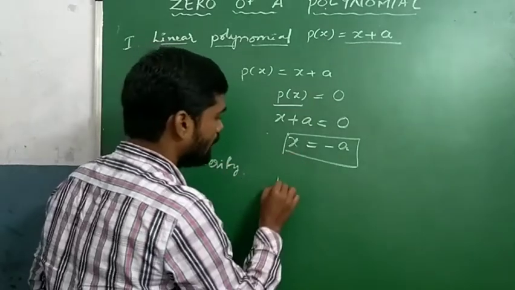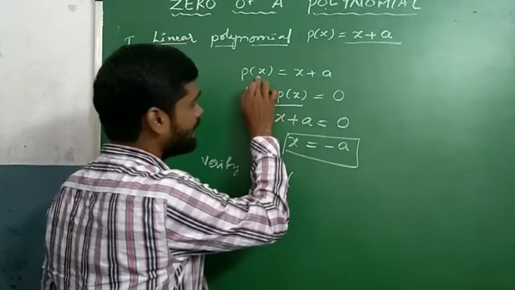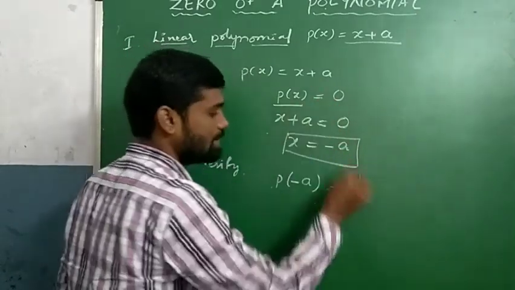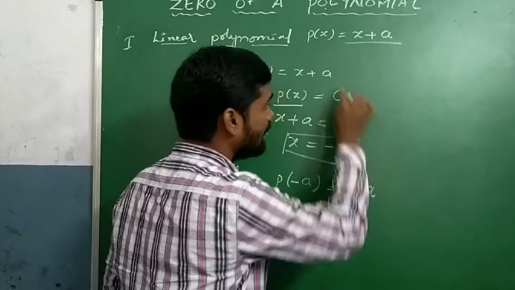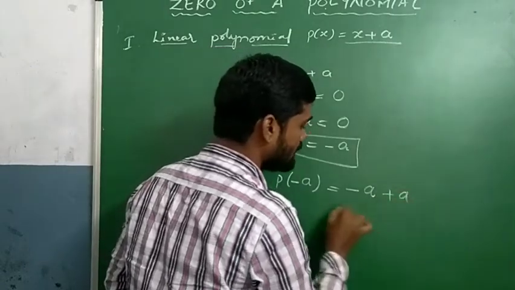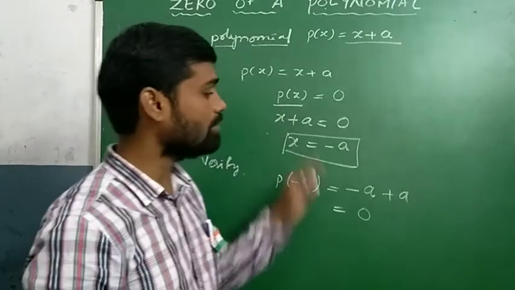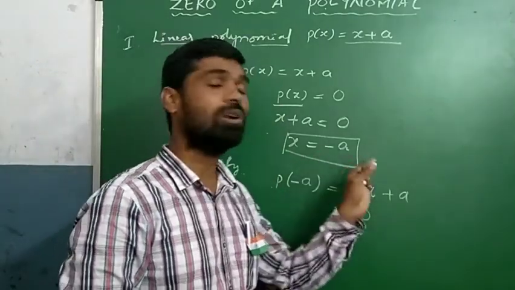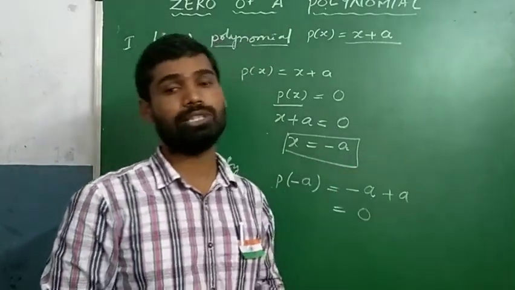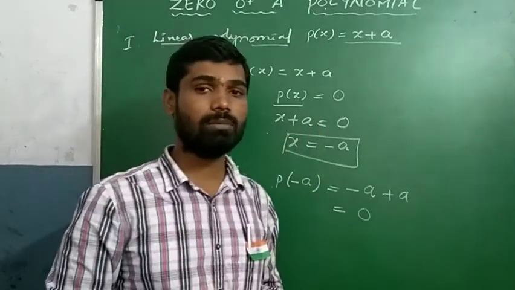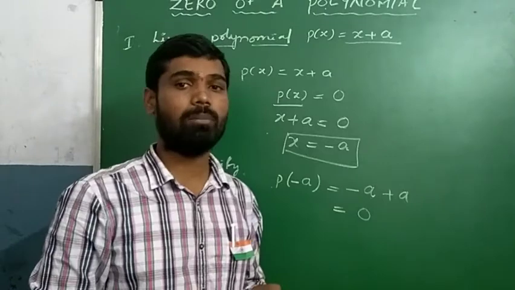So P of, in the place of x, we are substituting minus a. So in the x place we have to write minus a, already plus a. So minus a plus a will become 0. So now what do we say? Now x is equal to minus a is a zero of the polynomial. In this manner we can solve all linear polynomials.